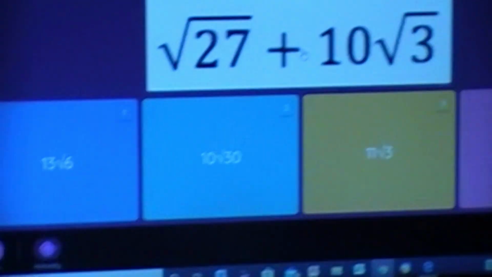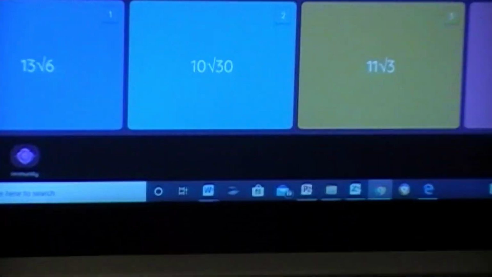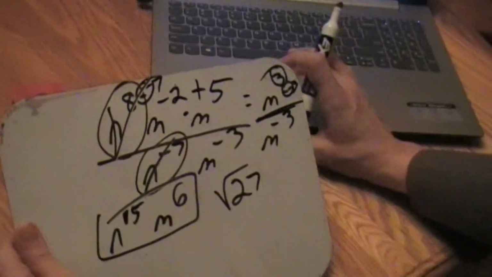Square root of 27 plus 10 square roots of 3. Square root of 27, you need to simplify that. We can only add like terms.